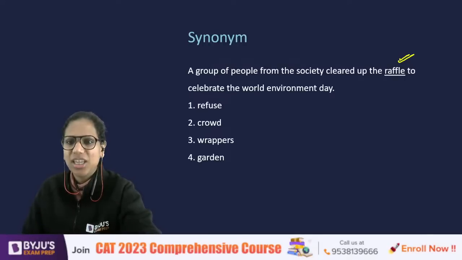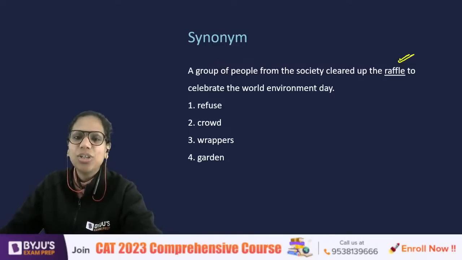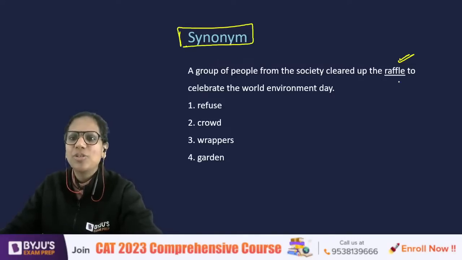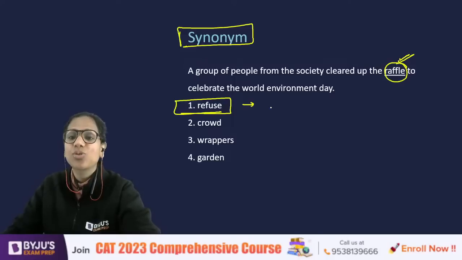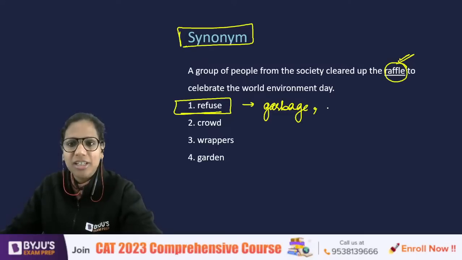Okay, so 3, 4, 3 versus 4. 2 also, a couple of 2s. Okay. The answer here is you had to give a similar word. A group of people from the society cleared up the refuse. Refuse means dirt also. Refuse means garbage also. Okay. So garbage, again dirt.